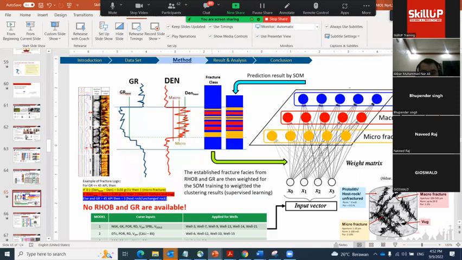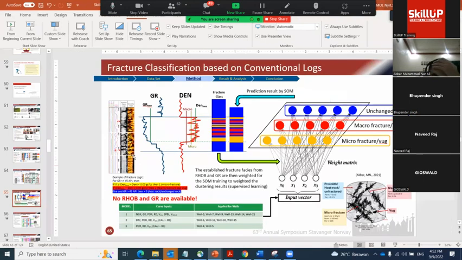And this is the way we define it. When we have good image log data, we try to train with the gamma ray intensity data, for example, and we make some simple logic as well. By combining this data, we can identify the macro and micro fractures along the fracture class. But what happens if we don't have density and gamma ray data? We try to connect the other log responses based on the self-organizing map from supervised learning.